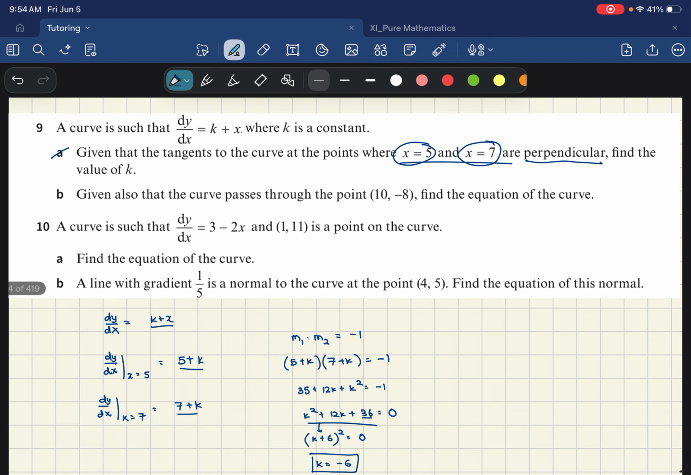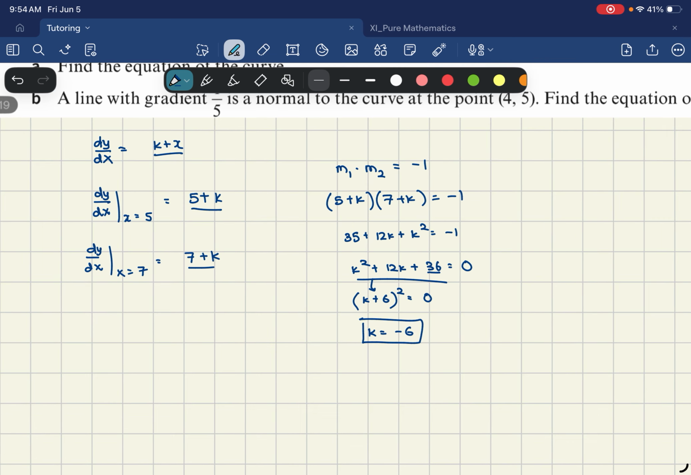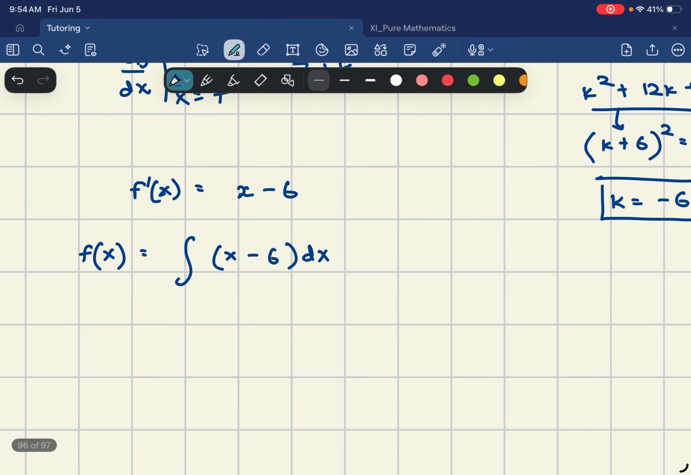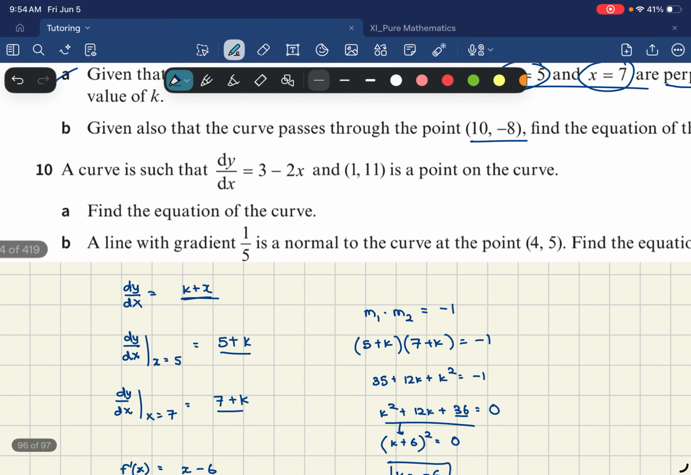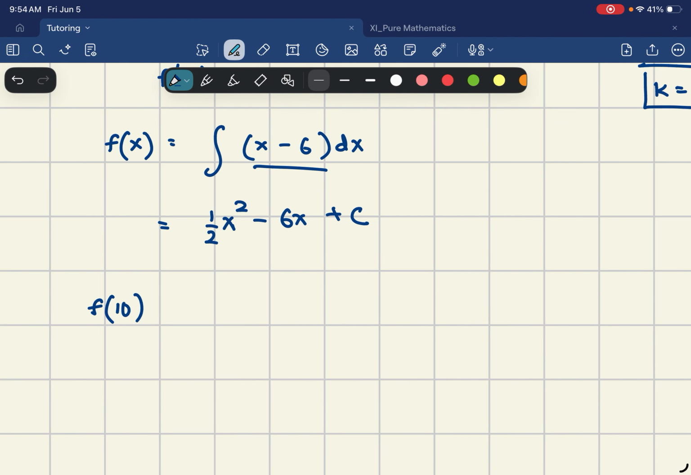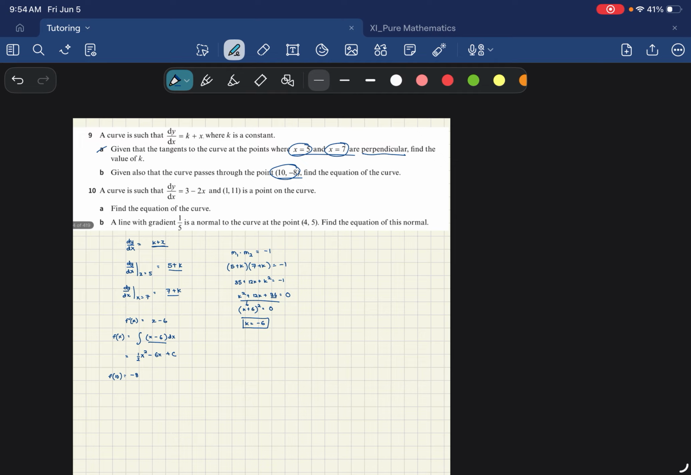Also given that the curve passes through this point, find the equation of the curve. So we know that f dash of x, or dy by dx, is x minus 6. So f of x is just going to be the integral of x minus 6 dx. And if you integrate this, you're going to get half x squared minus 6x plus c. I'm doing things a bit quicker now. And it passes through this point, so f of 10 is equal to negative 8, 10 comma negative 8.